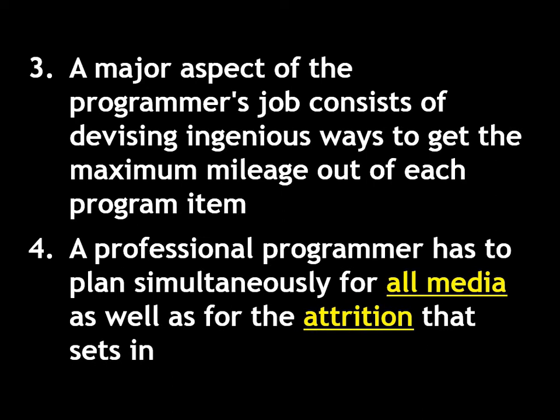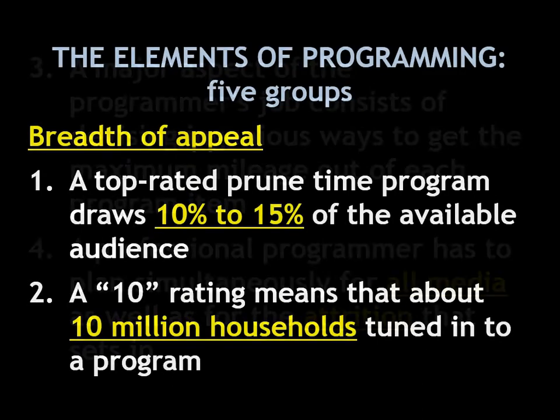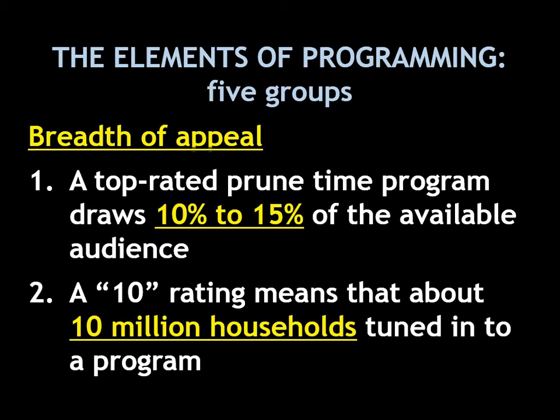Okay, so we have talked about compatibility. We've talked about habit formation. We've talked about the control of audience flow. And we've talked about the conservation of program resources. Here's the fifth element: breadth of appeal. The top-rated primetime program draws 10 to 15% of the available audience. So if we're taking a look at the entire population of the country, 325 million or so, to get 32 million out of 325 million is considered pretty daggone good.